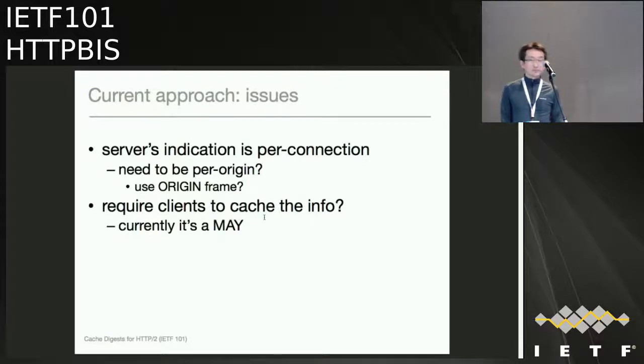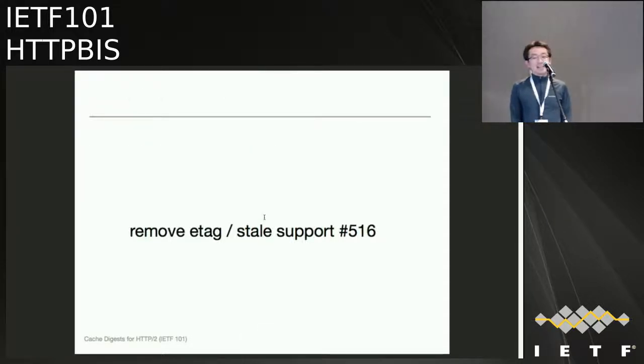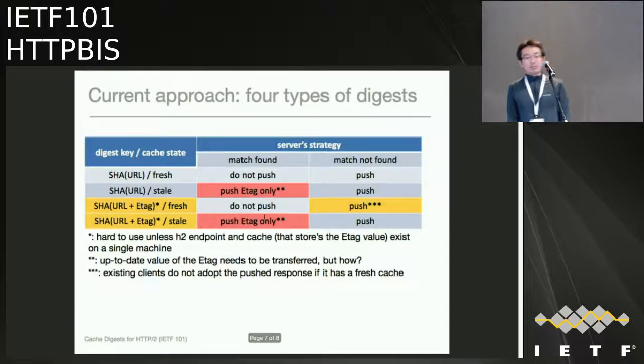So thanks. Is there another slide? Yes. So there's actually another question, and fortunately it's about removing something. So could you please go to the next slide? So currently we have 4 types of digests, which is a combination of how we calculate the SHA sum, and whether it deals with a freshly cached response or stale cached response.